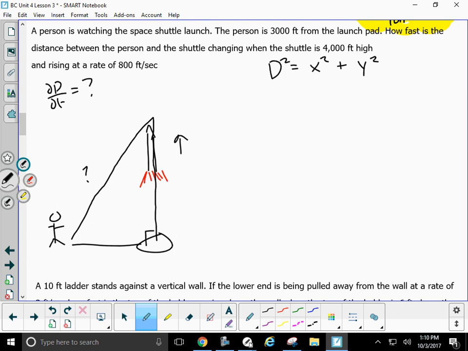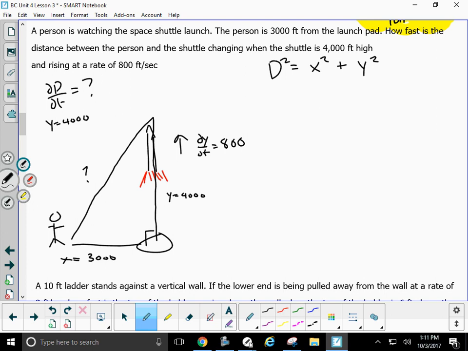Okay. Now, what else am I given? I'm given that the person is 3,000 feet from the launch pad. That's x, right? That's our horizontal distance. I'm trying to find dd/dt, how quickly that is changing. The shuttle is going to be 4,000 feet high, and I want to find dd/dt when y is 4,000. And I know it's rising at a rate of 800 feet per second, so it's going up. So the change in my y, dy/dt, is 800. Okay, so far so good.